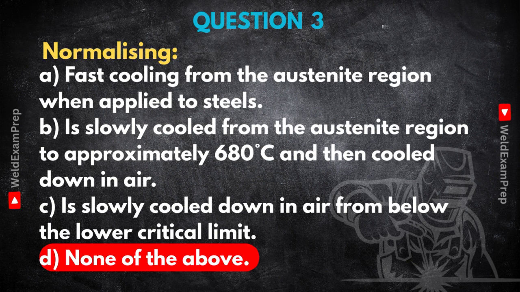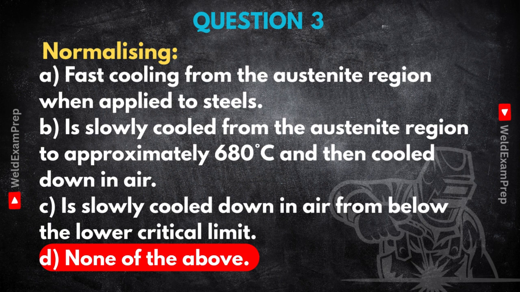So looking back at the options, fast cooling in A sounds like quenching, right? Exactly. That's for hardness, usually makes things more brittle. Option B describes a sort of partial cool, maybe annealing, but it's not the full normalizing process or temperature range. And C, cooling from below the critical limit. Yeah, that won't work either because you need to get above the upper critical temperature to transform the structure properly before cooling. So none of those definitions quite nailed it.